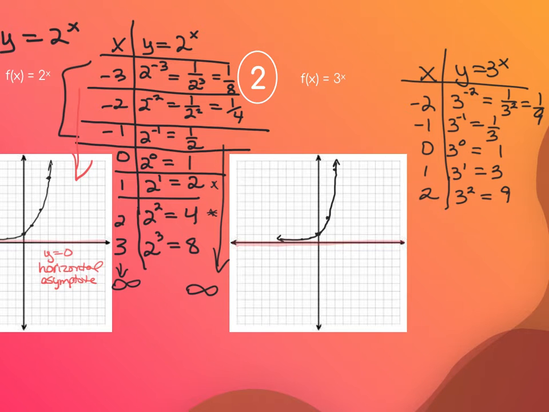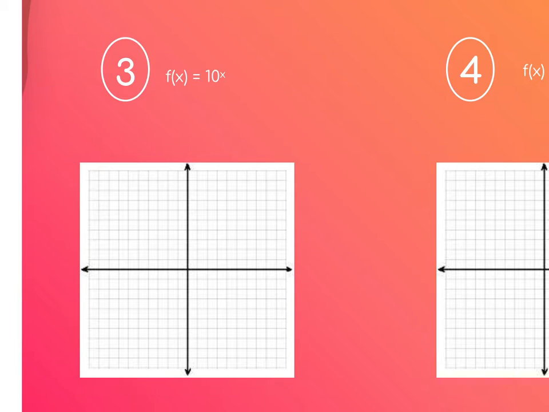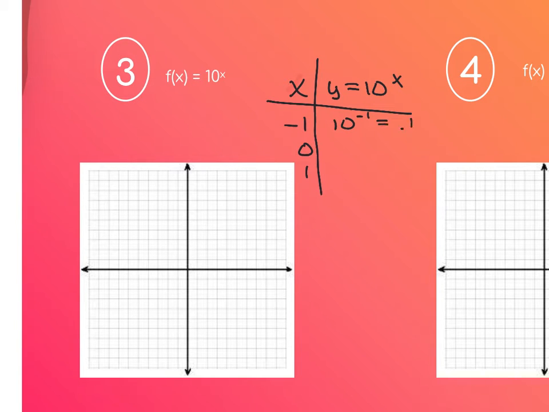Let's try number 3. Again, I'm going to do a chart. Again, I'm going to plug in even fewer numbers. You can plug in as many as you want. I want to see a minimum of 2. I'm actually going to plug in -1, 0, 1. So here, 10 to the -1 power becomes 1/10. 10 to the 0 power becomes 1. And 10 to the first power becomes 10.